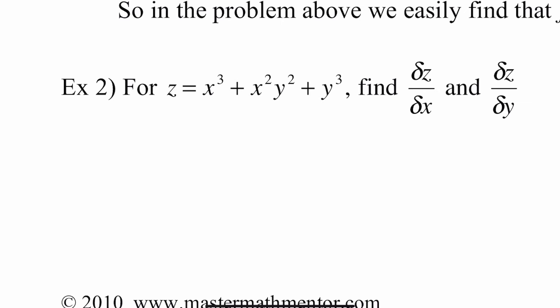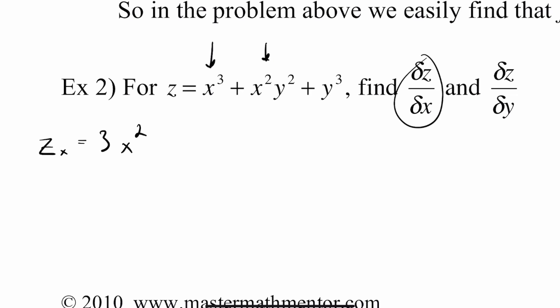Let's say z is equal to x cubed plus x squared y squared plus y cubed. And we want to find the partial derivative of z with respect to x. Instead of writing it as del z del x, I'm just going to write it as z_x. So I want to go term by term in the problem, taking derivatives of just the x variables. Any other variable I see, I'm going to treat it as a constant. So this first term, x cubed, I would just take the derivative of x cubed with respect to x. That would be 3x squared.